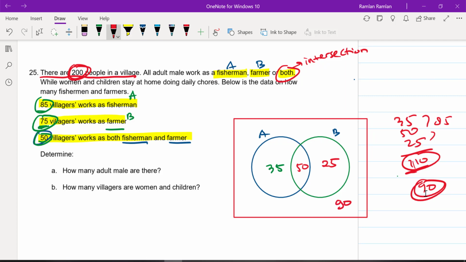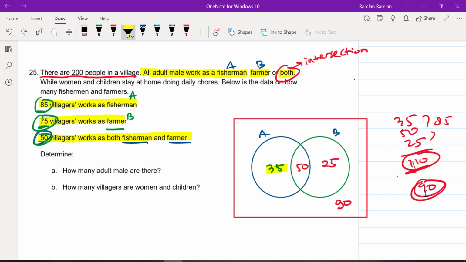Okay, so let's go back again to the next sentence. All adult males work as fisherman. So which means that the numbers inside these two circles are the adult males, because all of them work as a fisherman, and not a single one of them is not working as a fisherman or farmer, right? So these three numbers represent all the adult males.